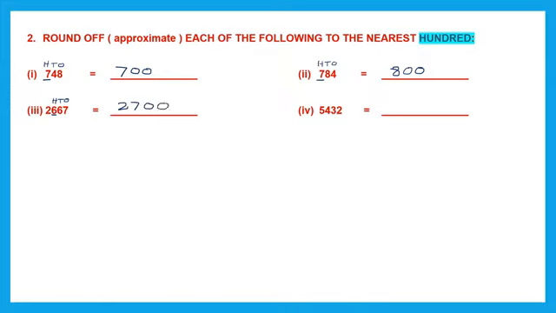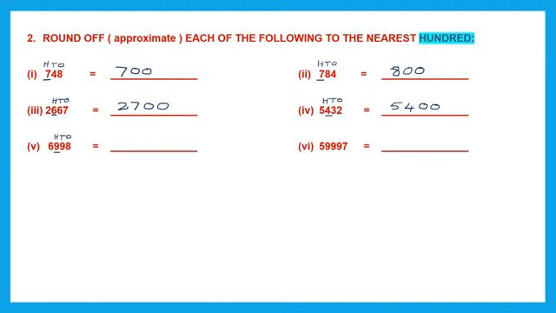Question 4. 5432 to the nearest hundred. So first get the digit in the hundreds place, underline it, look at the digit to its right, it's 3. It's less than 5, that means the underlined digit will not change. So we have 5, 4 and the digits to the right of the underlined digit will all be replaced with zeros. 5400.